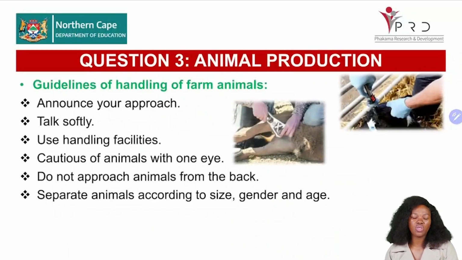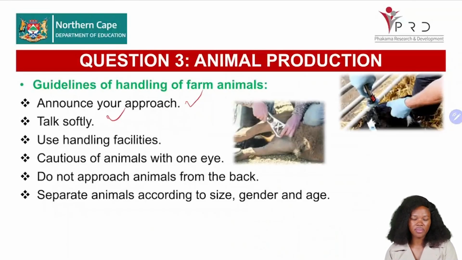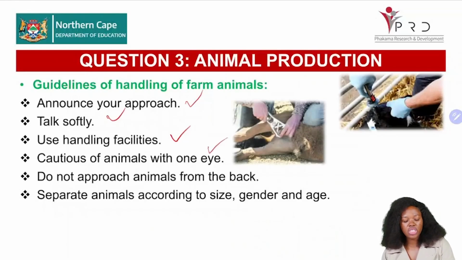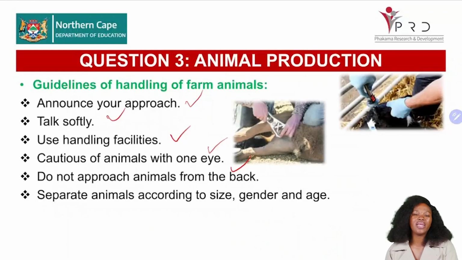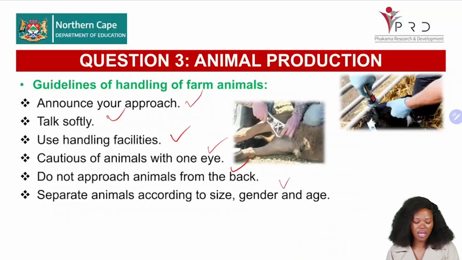What are the guidelines of handling farm animals? Announce your approach by touch. Talk softly, do not shout. Use handling facilities when handling farm animals, crush and neck clamp. Be cautious of animals with one eye. Do not approach animals from the back in their blind spot. Separate or segregate animals according to size, gender, and age.